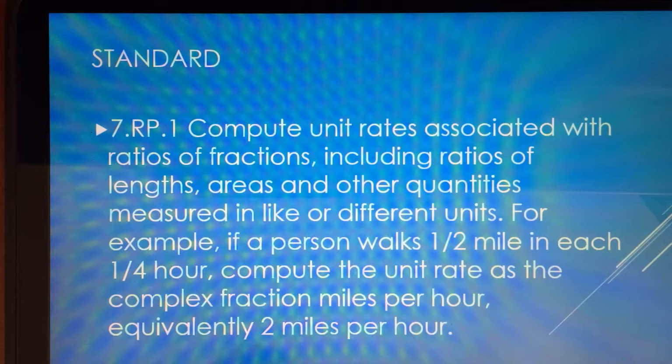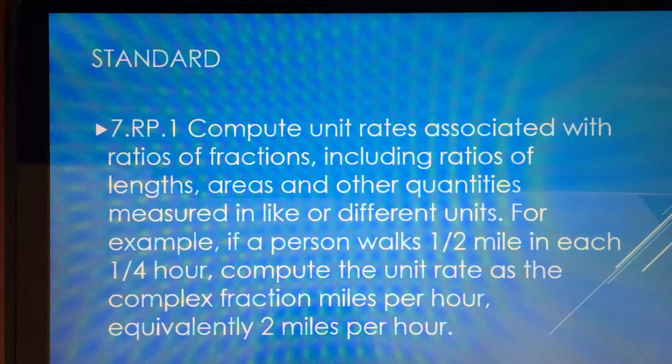My standard is 7.RP.1, and it states that you should be able to compute unit rates associated with ratios of fractions, including ratios of lengths, areas, and other quantities measured in like or different units. For example, if a person walks half a mile in each quarter of an hour, compute the unit rate as the complex fraction miles per hour, equivalently 2 miles per hour.